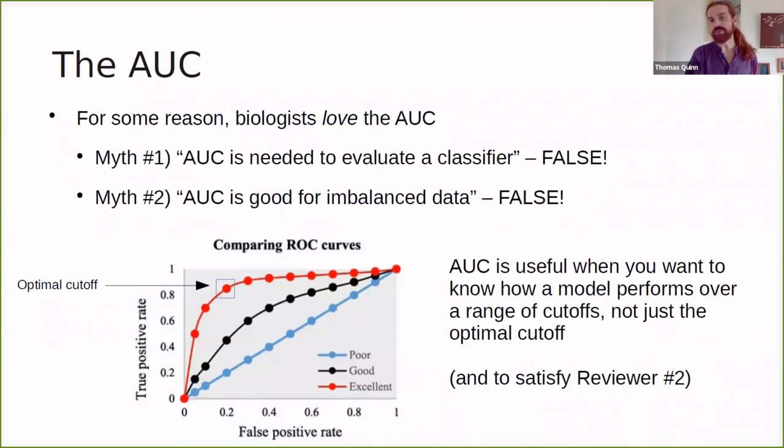Now, when is the AUC useful? Well, it's useful when you want to know how a model performs over a range of cutoffs, not just at a single cutoff. Because what the AUC does is it compares the true positive rate versus the false positive rate for a number of different thresholds represented by these points here, and then computes the area under this curve between these two different metrics. And because you're getting the area under a curve across different thresholds, you're sort of getting an average of performance over a range of thresholds. And sometimes that's useful when you don't know what the best threshold ought to be.